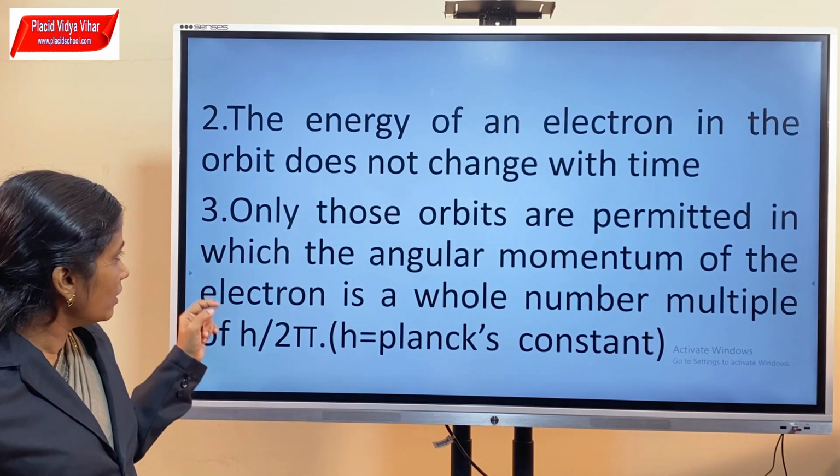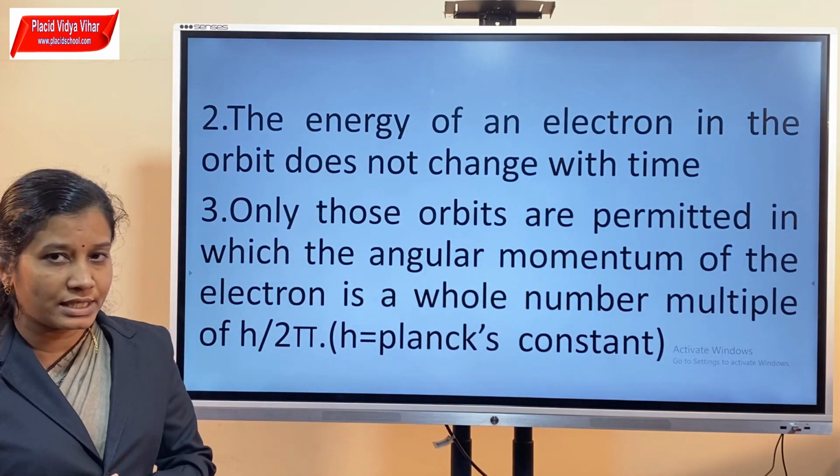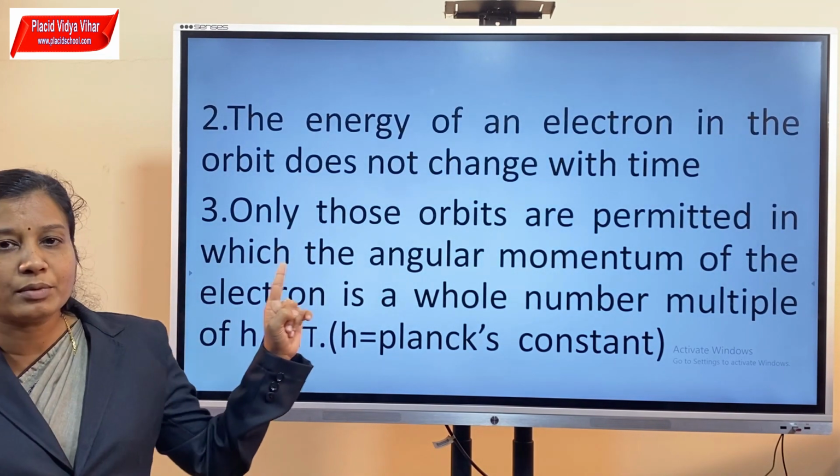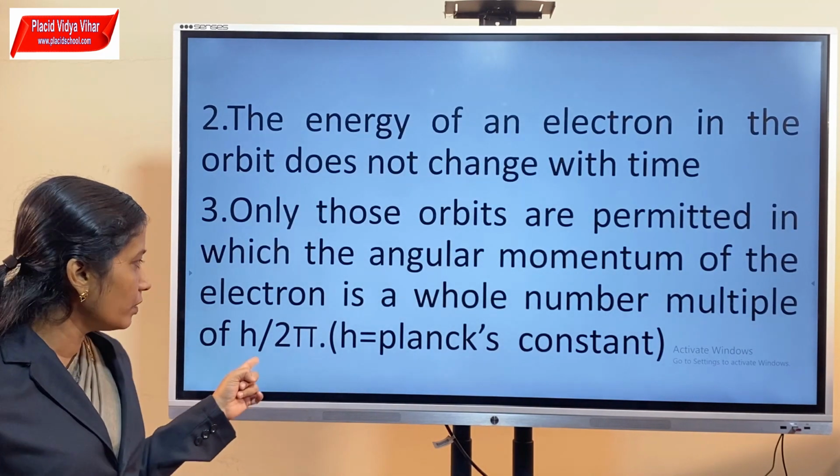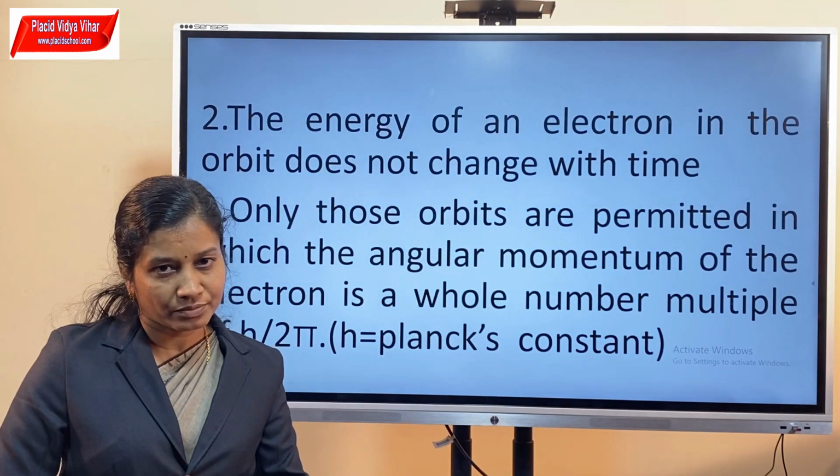Then the third one: only those orbits are permitted in which the angular momentum of the electron is a whole number multiple of h by 2 pi.